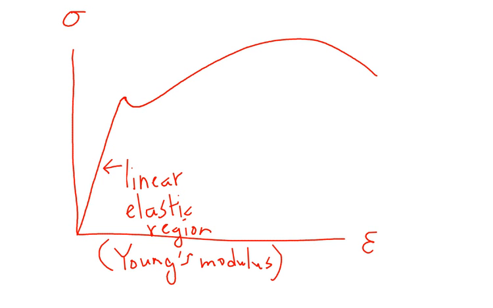Now, what happens if you go past the linear elastic region? Your plot kind of goes up and reaches a peak, okay, and then it dips. Now, this region here is what we call yielding.